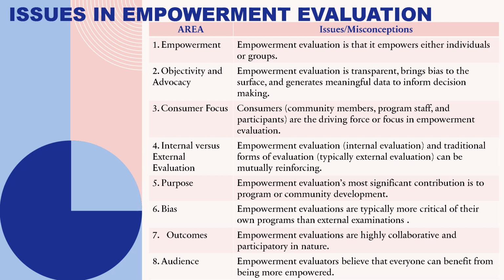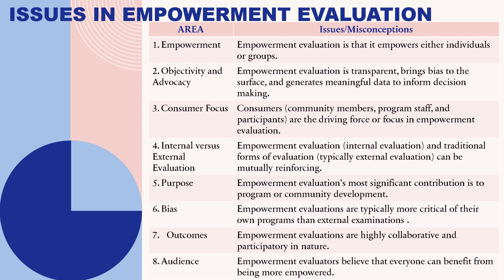Number six is bias. Empowerment evaluations are typically more critical of their own programs than external examinations, which are often influenced by their interest in returning for a follow-up or extended engagement. So, empowerment evaluations provide people with a window of opportunity to address long-standing issues of dysfunction and inefficiency in their own organization. In addition, the process is inclusive and transparent, open to critique and review, and makes it difficult to keep people from publicly speaking their truth.